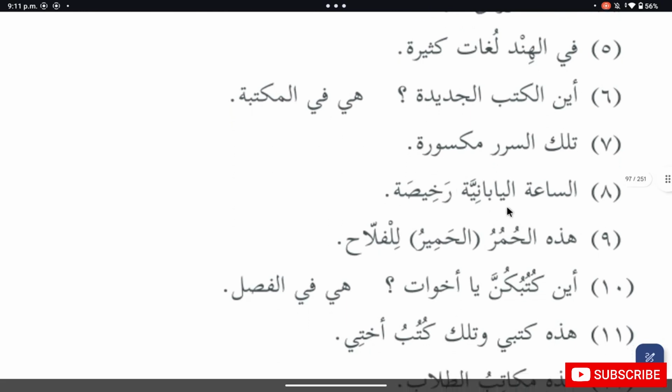الساعة اليابانية رخيصة. Again, feminine singular. This is not a plural, but ta marbuta, so it's a feminine singular by default. The Japanese watch is رخيصة. Not رخيص, which is masculine, رخيصة feminine. The Japanese watch is cheap.